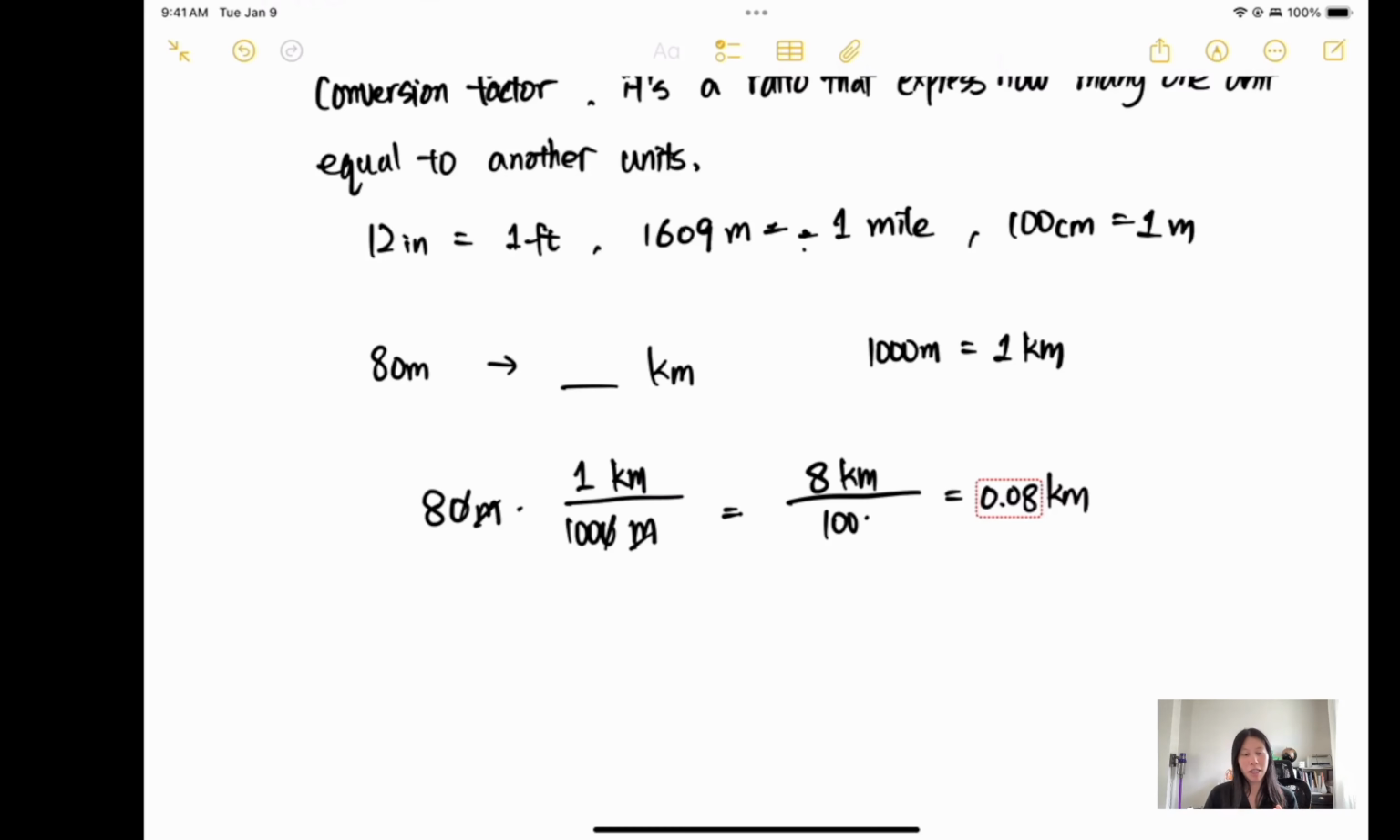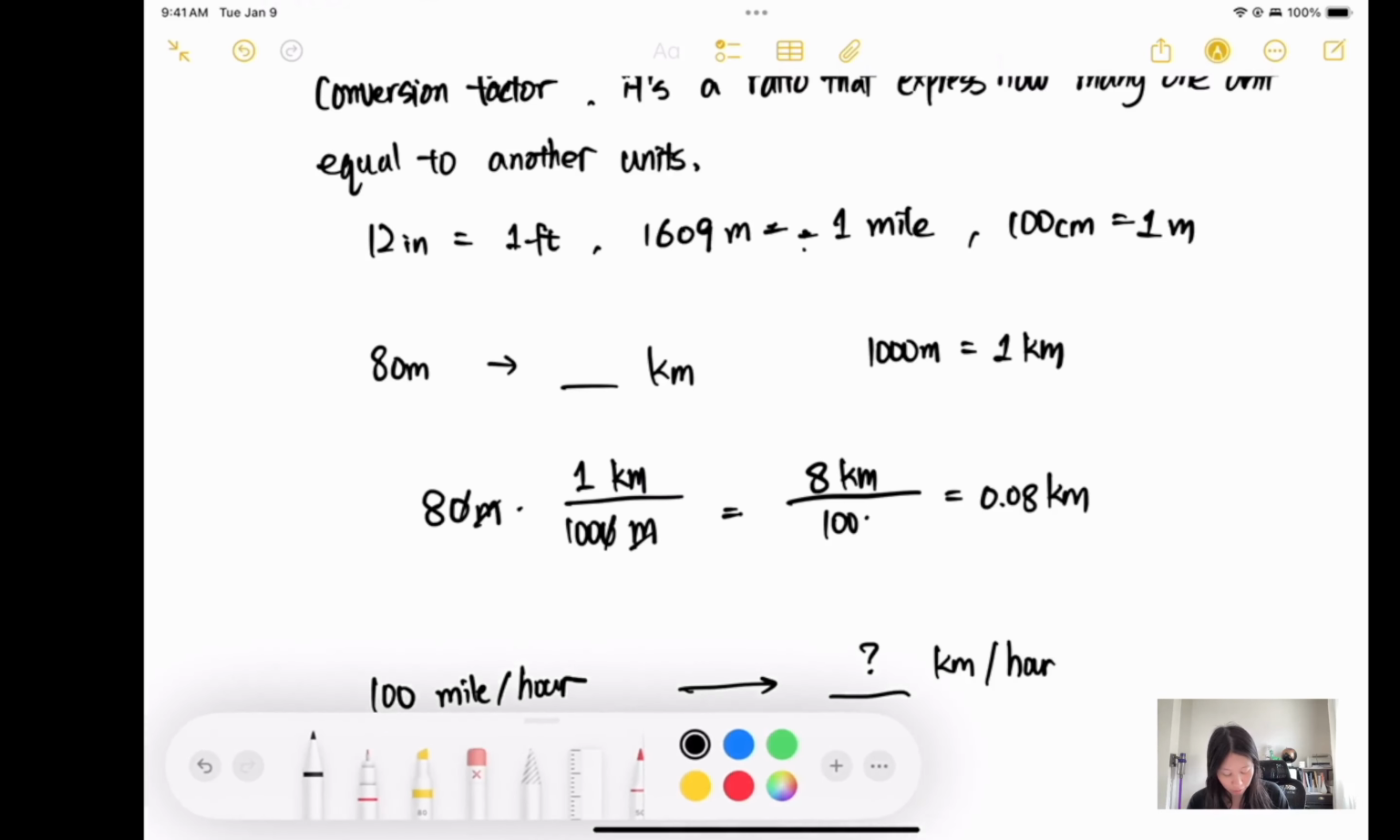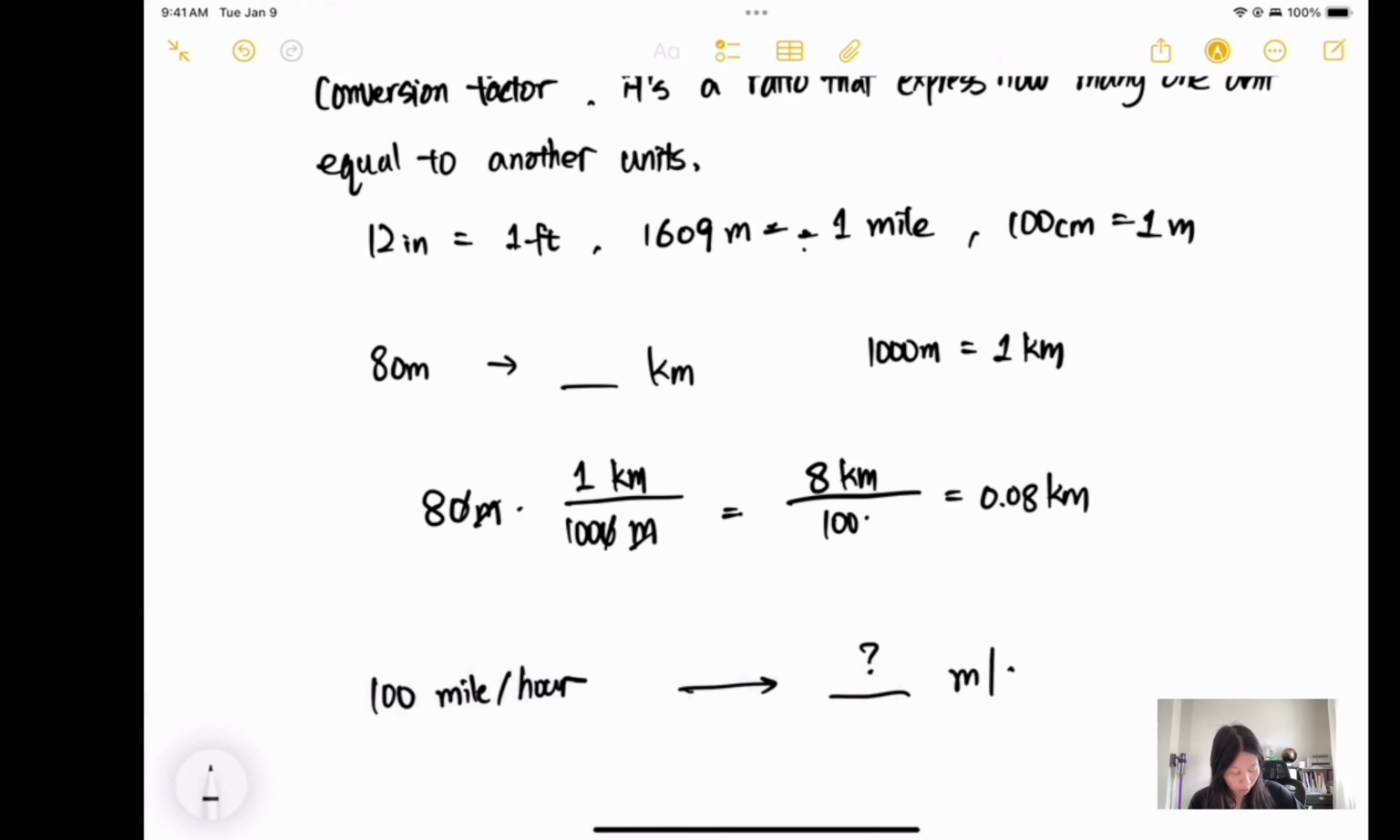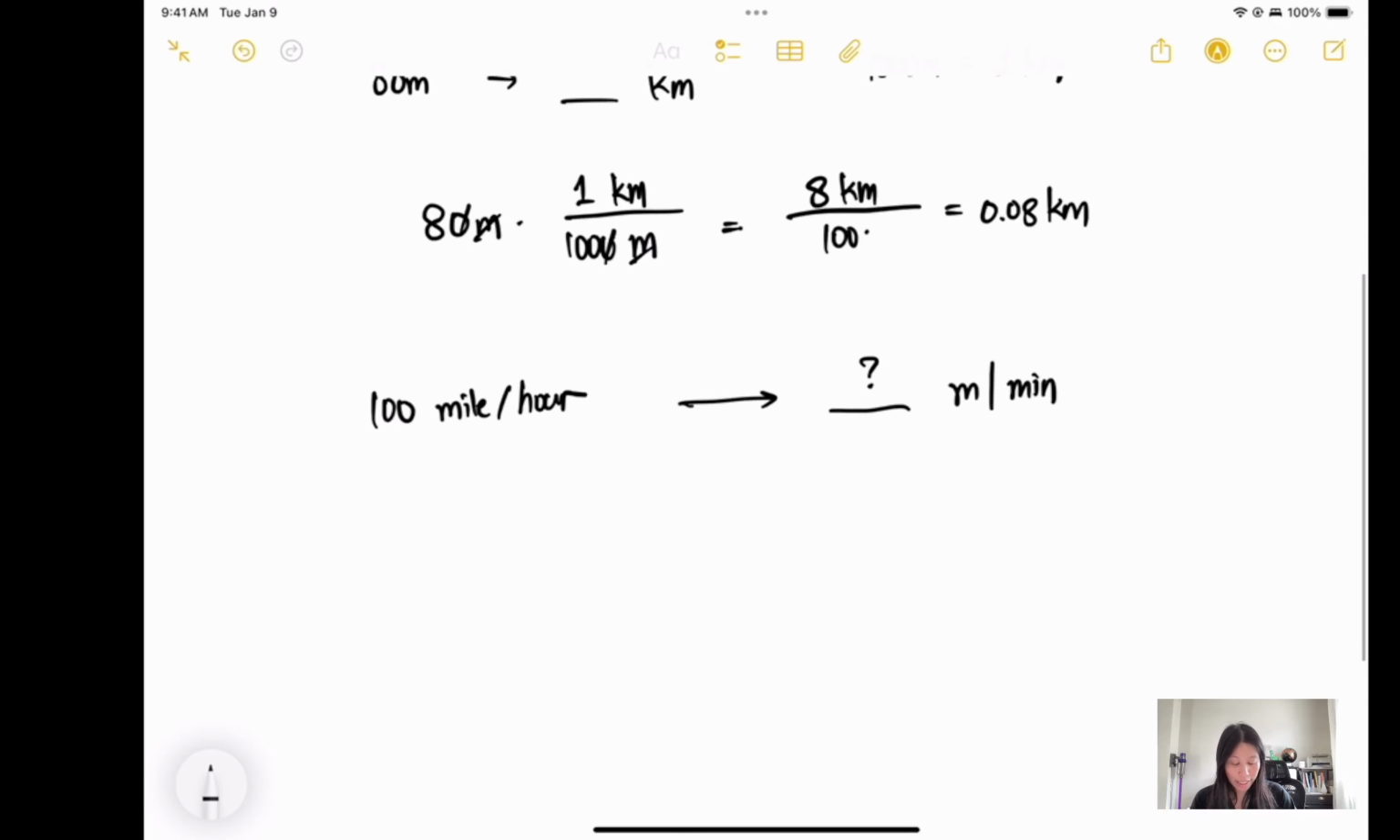A little bit more complicated one is when we need to convert multiple units, such as when I am driving 100 miles per hour. And now I want to convert that to how many kilometers per hour or meters per minute. Let's make it a little bit complicated. So meters per minute. What we need is two things.